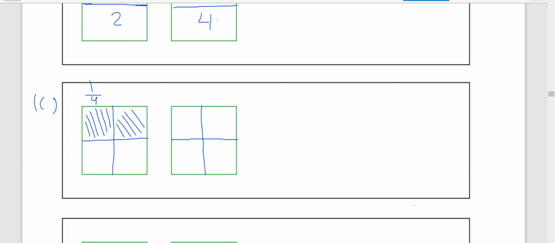This part is called a fourth. So each child takes two fourths. This is the first share, second share, third share, fourth share.